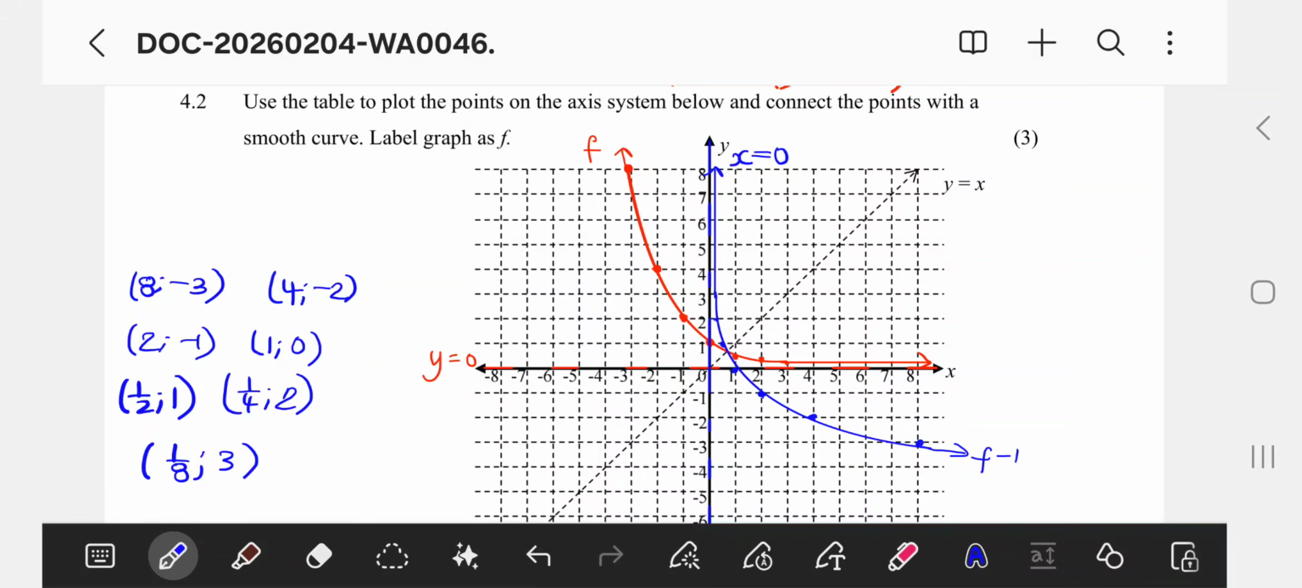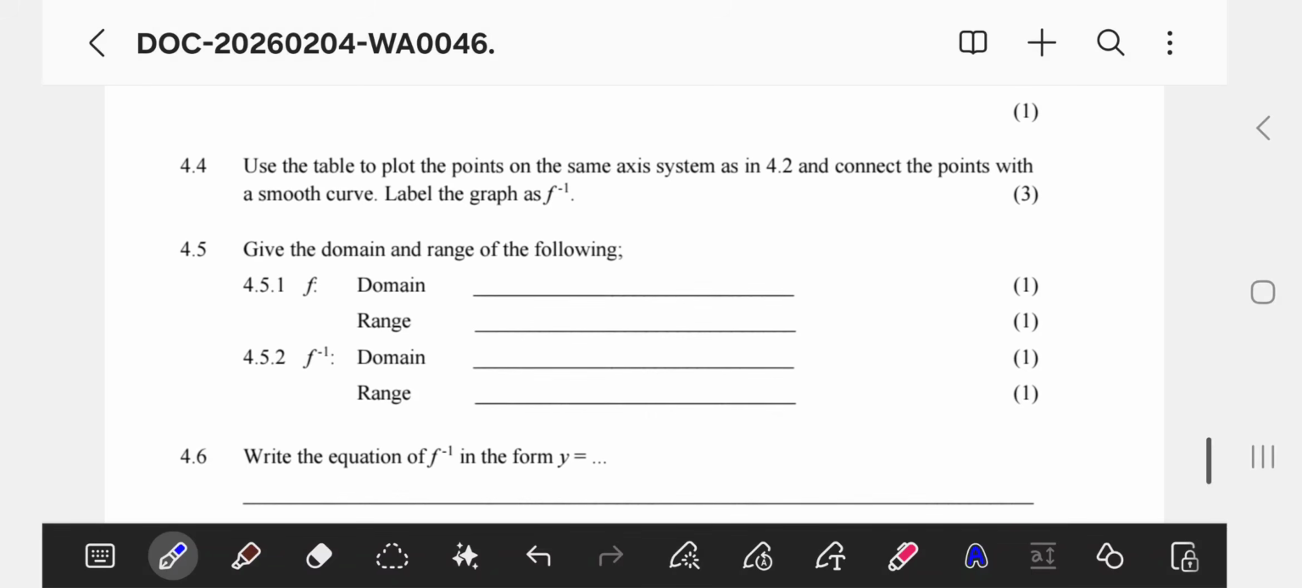Now remember, f is an exponential function, so its inverse is a log function. And the line of symmetry here is the line y is equal to x. So they are a mirror image of each other. And if you were to fold your page along the line y is equal to x, both halves of the graphs should come together perfectly. Okay, let's have a look at the next question.